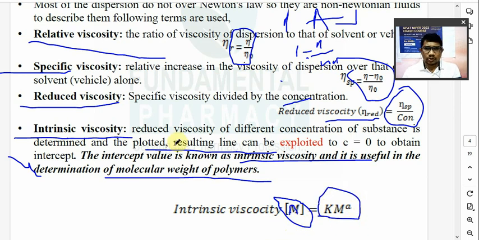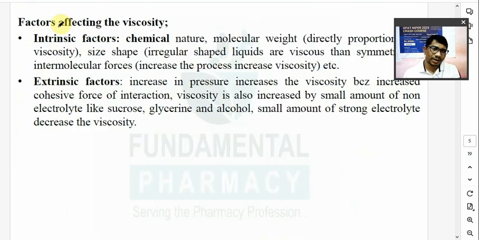You have to plot reduced viscosity of different concentrations of the substance, determined and plotted on the x-axis and y-axis. So concentration on the x-axis and viscosity on the y-axis. Now if you extrapolate to concentration 0, you will get a y-intercept. That y-intercept is nothing but the intrinsic viscosity, which is useful in the determination of molecular weight of polymer.